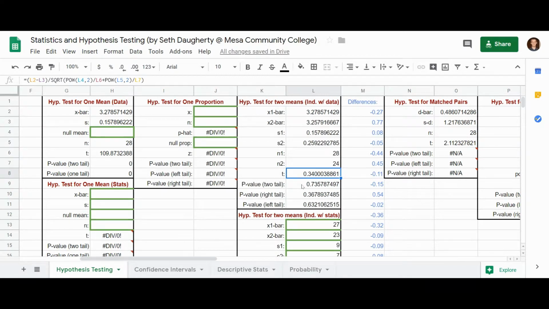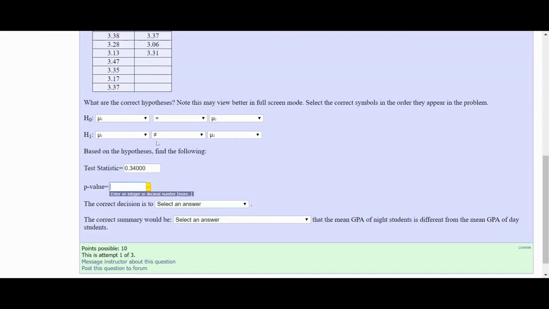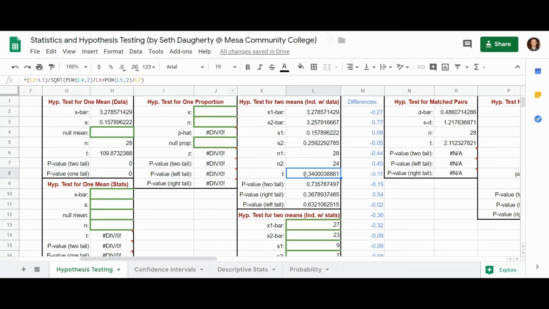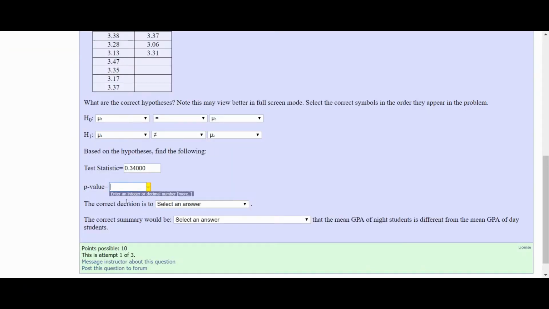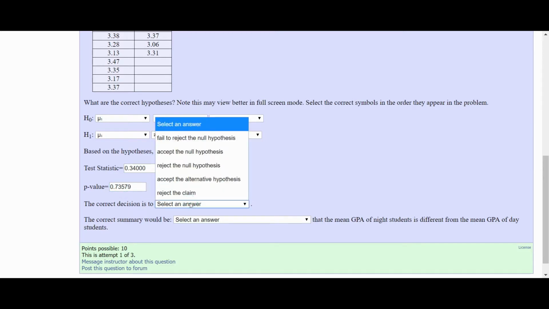Now this is a two-tail test. You may remember from the previous video I used a two-tail p-value instead of the right tail, which is what we were supposed to use. But this is a two-tail test because this is a not equal to, so it can be either bigger than or less than, just as long as it's not equal to, so that's on either side. And so this p-value is 0.73579. And because the p-value is larger than the given significance level, we are going to fail to reject the null hypothesis.